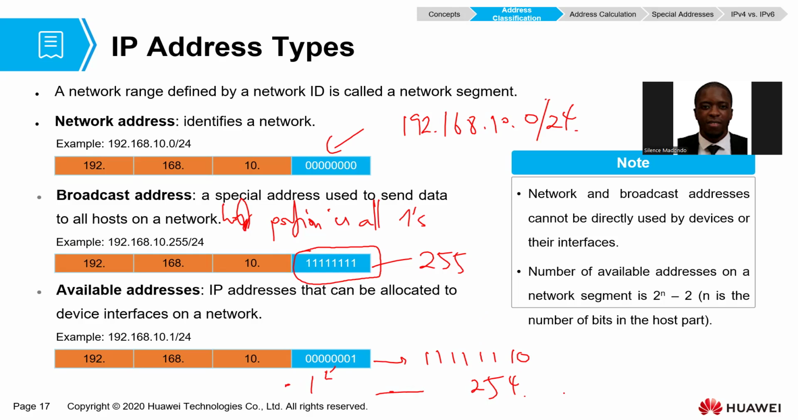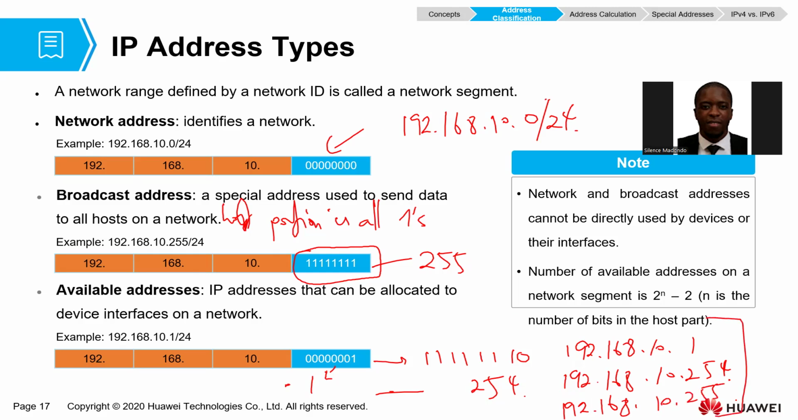So the range of available IP addresses, we are starting at 192.168.10.1, and we are ending at 192.168.10.254. This is the range of IP addresses that we can assign within this network. And if we want to send a broadcast to every device in the network, we use 192.168.10.255. These are the IP address types that we have.